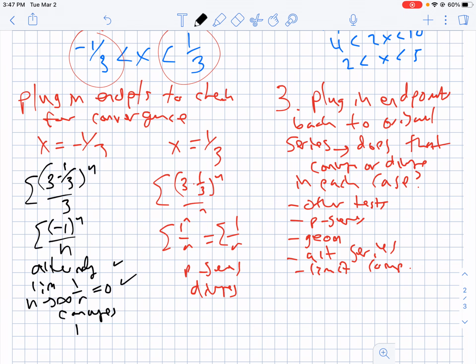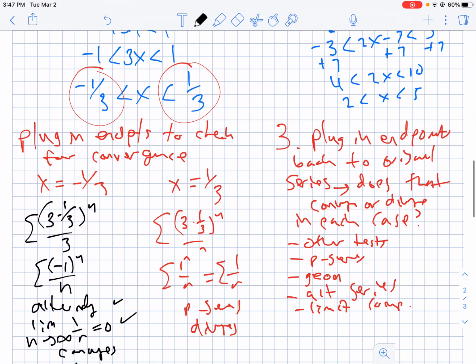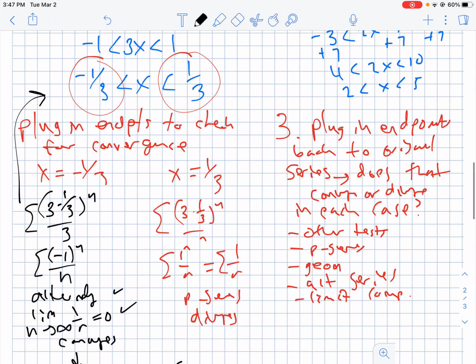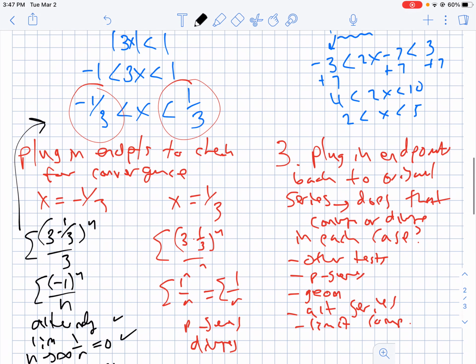So if it converges, what that means is we're going to change that less than sign to be a less than or equal. Because this interval right here was supposed to be an interval of where it converged. We found that it actually did converge at -1/3. So we want to include that as part of our interval. 1/3 did not converge, it diverged. We'll leave it like that. So this is our final answer right here, now that I've checked both endpoints.